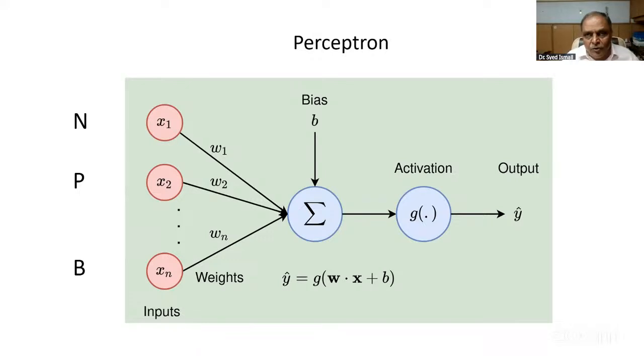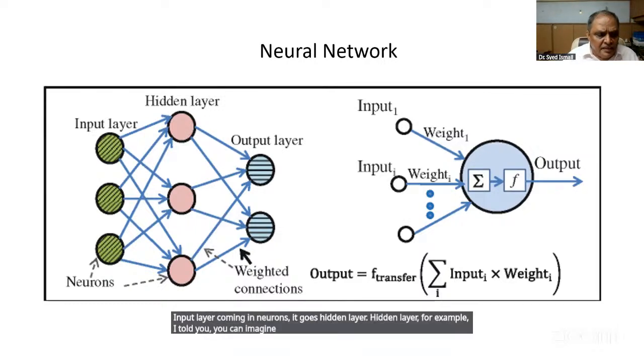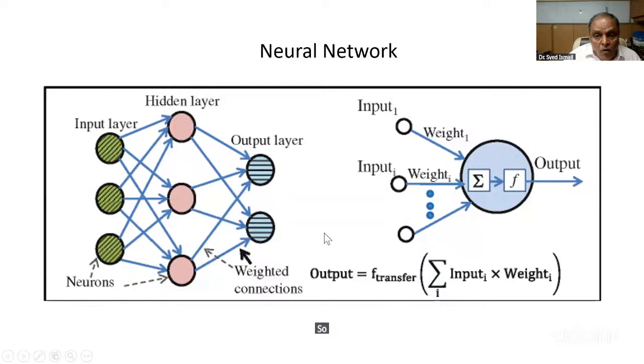So all hundreds of neurons joined together decide the output. Each one of these inputs will affect each neuron, and the neurons in turn affect other neurons through the parameters. Ultimately, we get the output, and that is what the neural network is. You have different input layers coming in, going to neurons, then the hidden layer. For example, I told you, you can imagine a stem size, leaf size, color of the stem, maybe different types of parameters coming into different neurons. So this is how your basic neural network works.